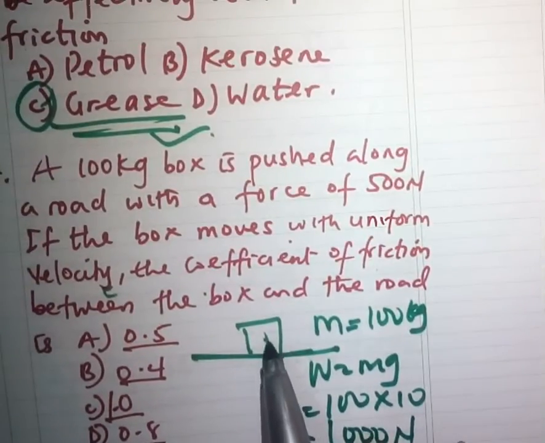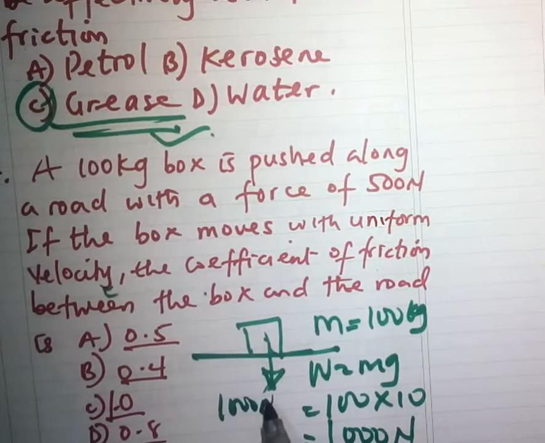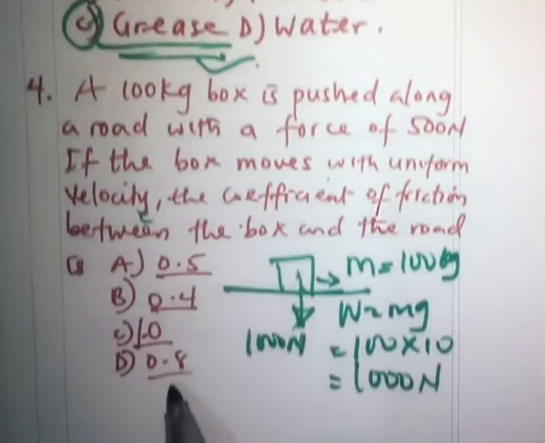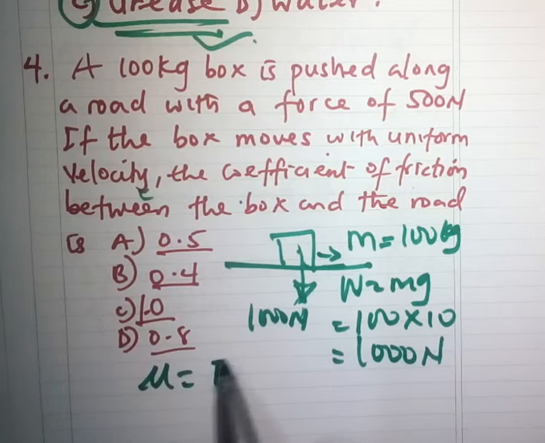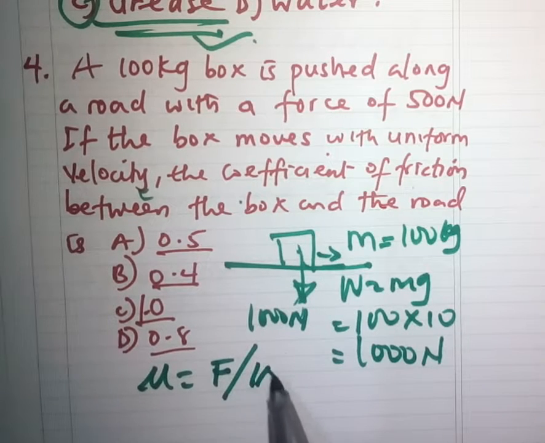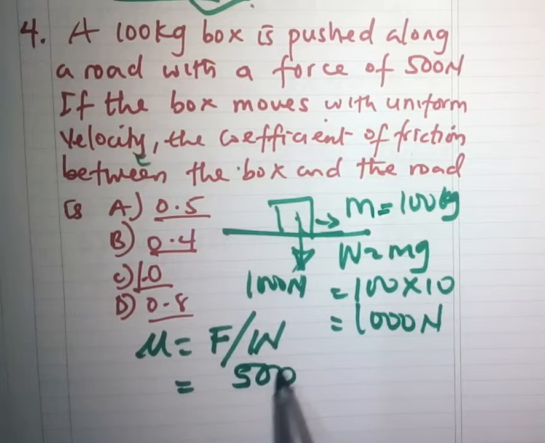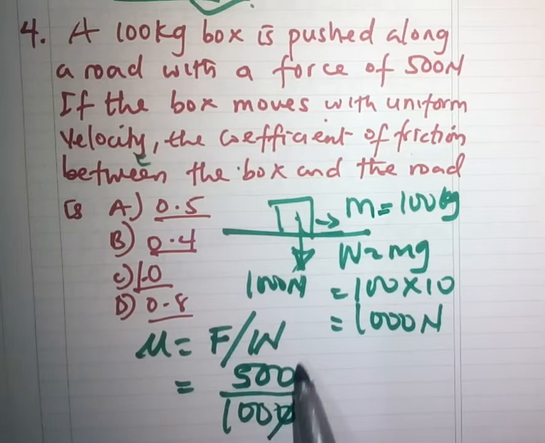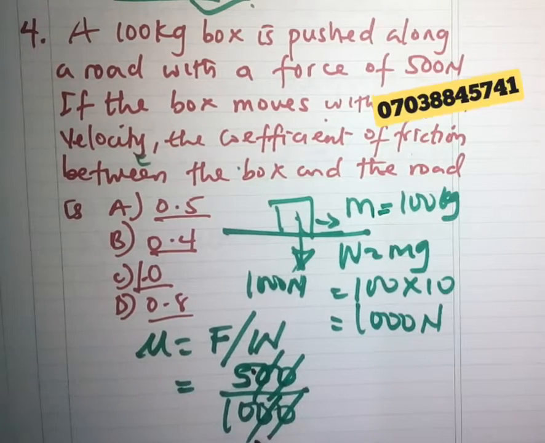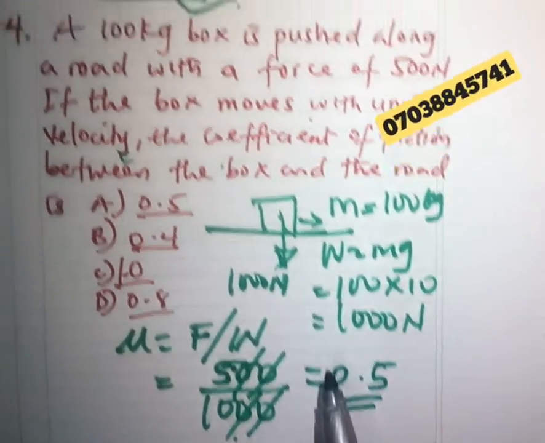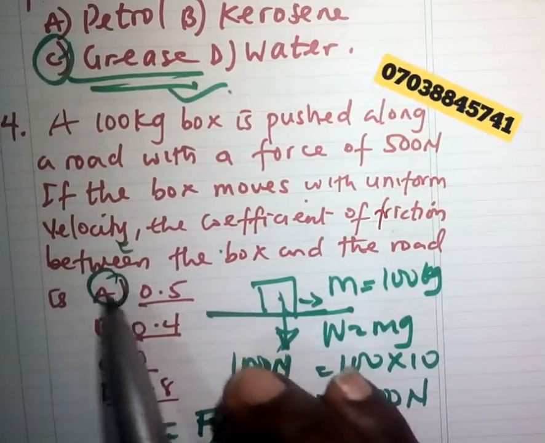So the weight acting downward is 1000 newton, and the friction is acting like this. This is the applied force. So just use the coefficient of friction formula, which gives you mu equals F, the applied force, divided by the weight. The applied force in the question is 500 newton. So you write 500 here divided by 1000. So this 2 will cut out, and you have 5 divided by 10. 5 divided by 10 will give you 0.5. So this is the answer here.